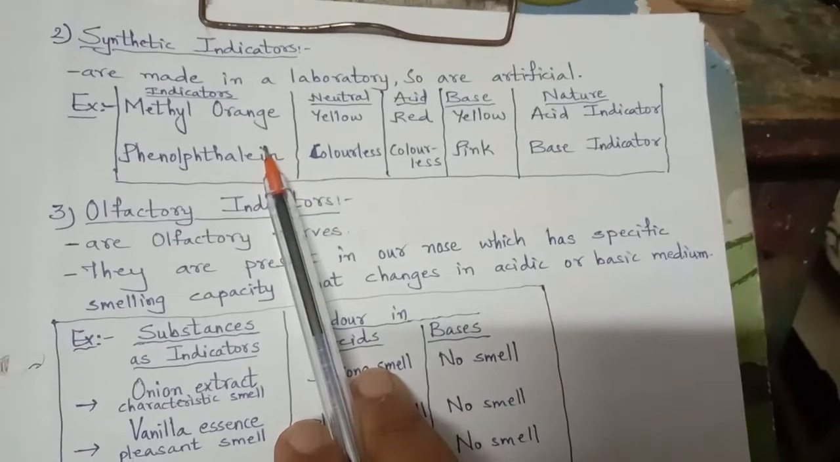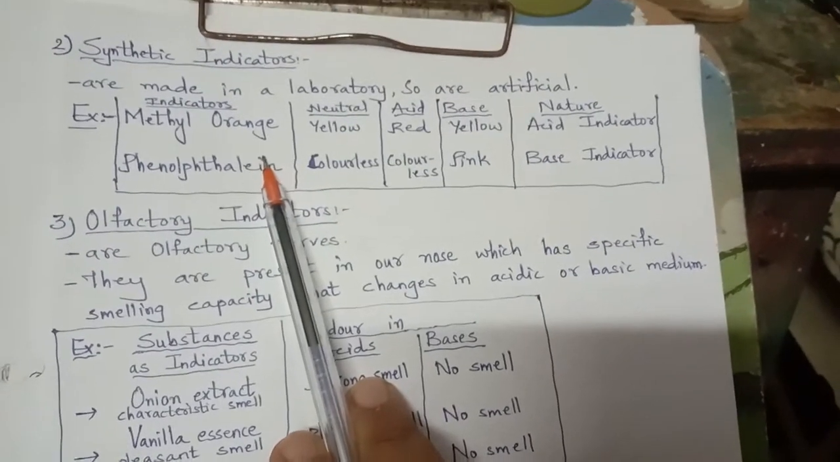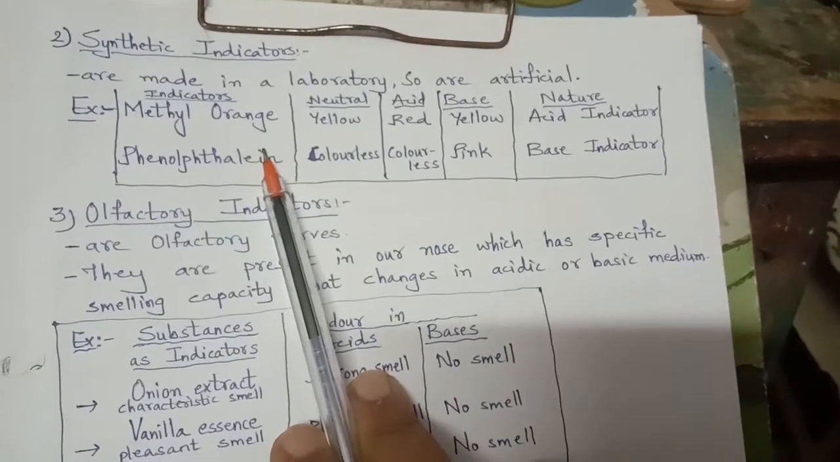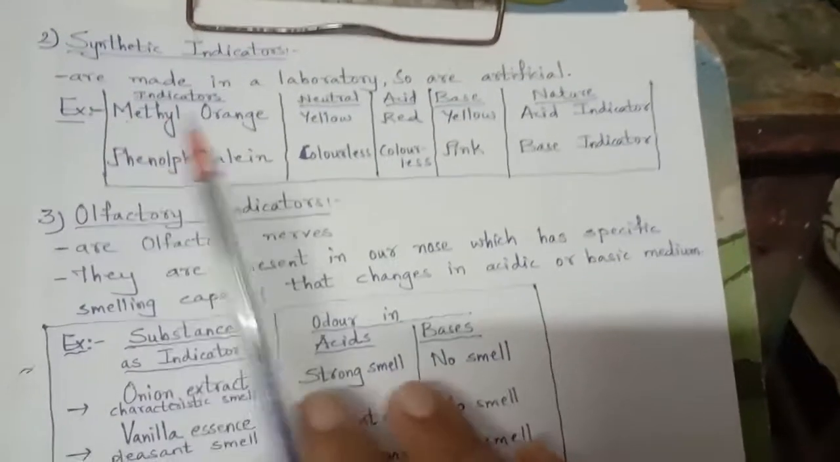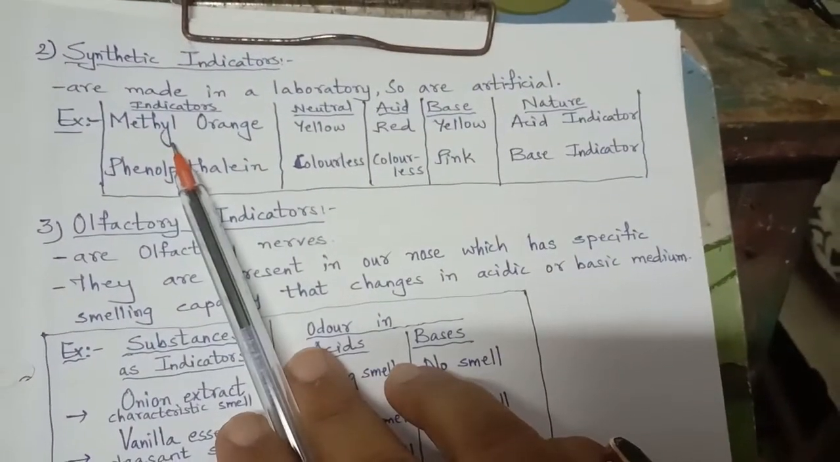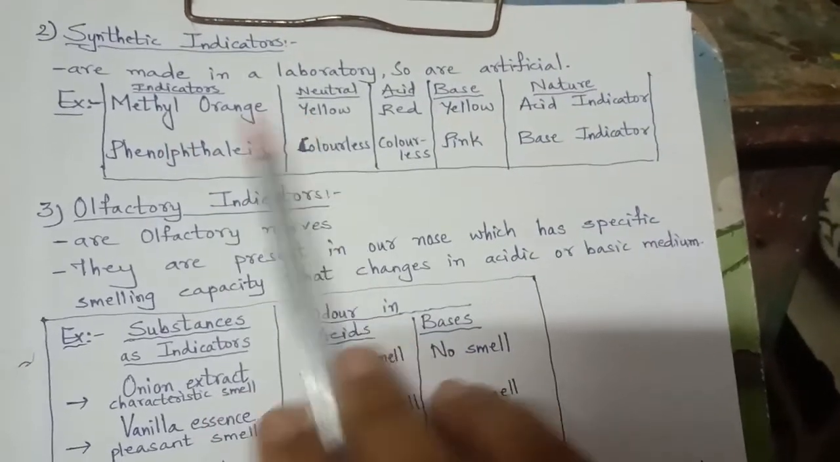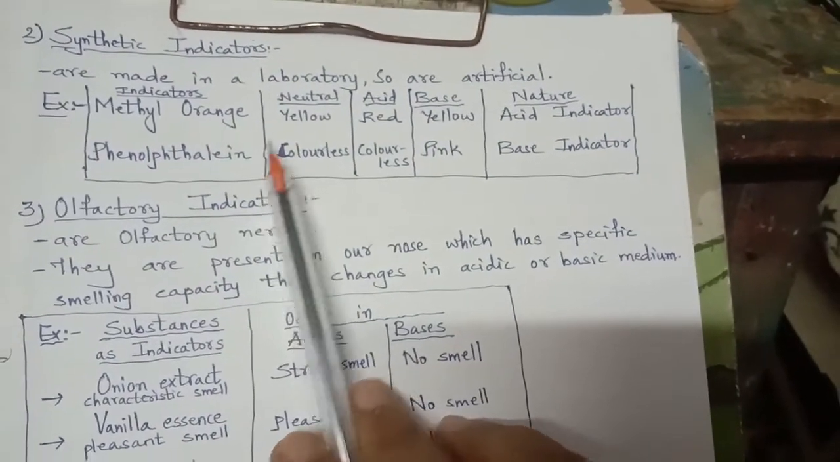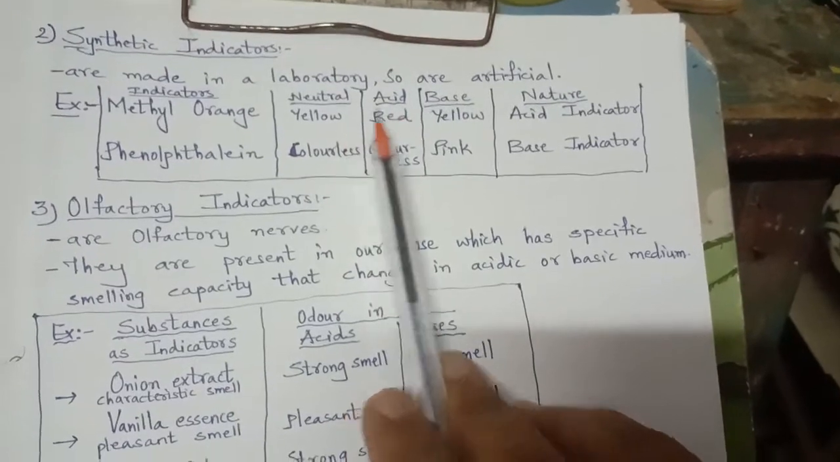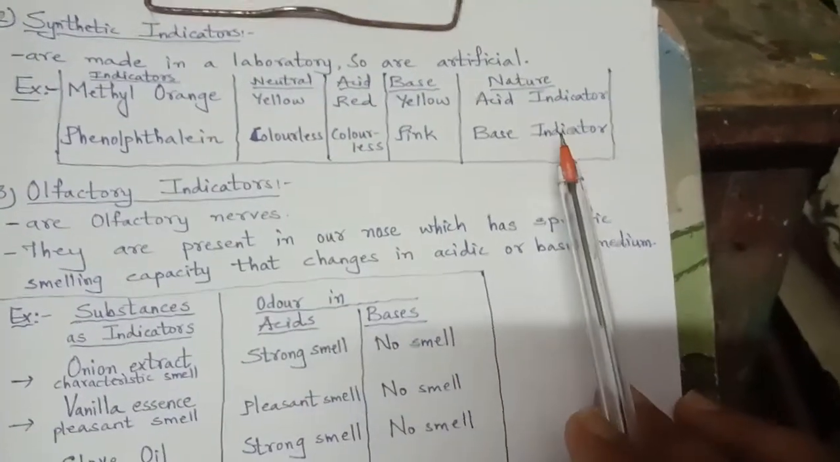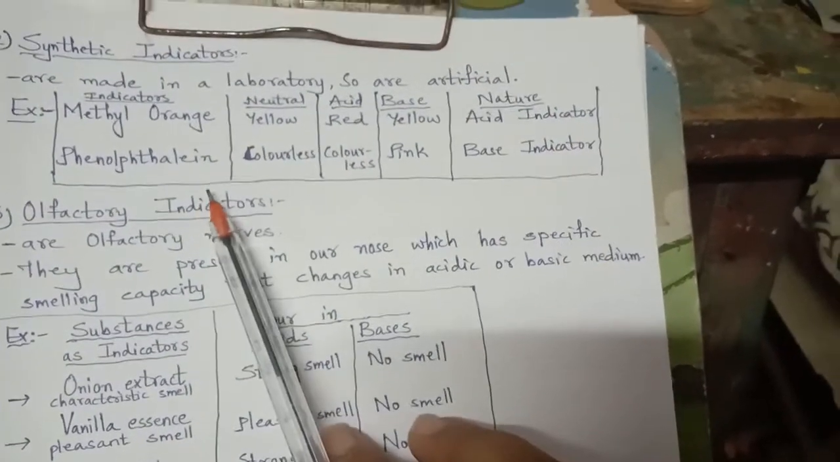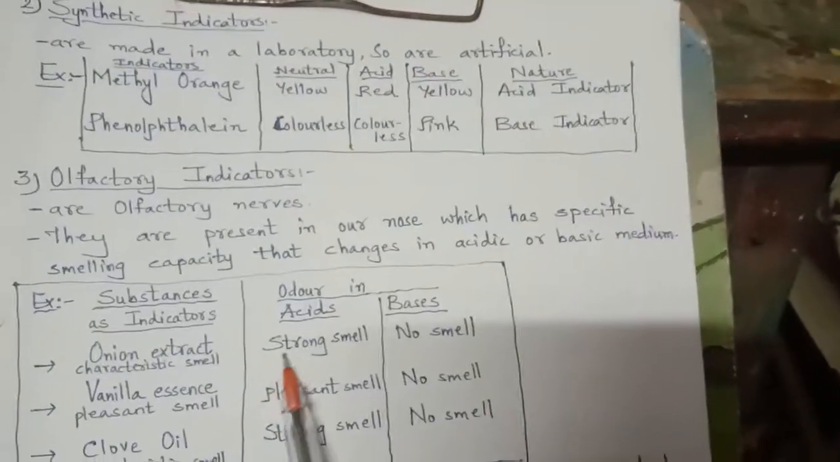Apart from these, safranin is there, methylene blue is also there, but as synthetic indicators, mostly methyl orange and phenolphthalein are used. What is the nature of methyl orange? It is an acid indicator, and phenolphthalein is the base indicator.